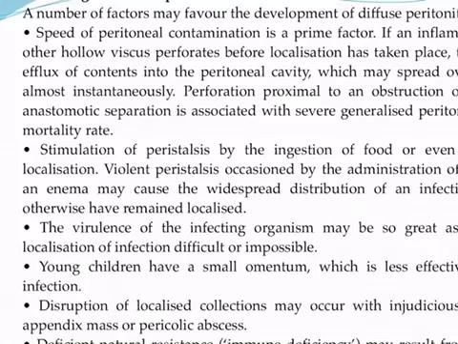Deficient natural immunity. A patient who is immunocompromised. Examples: diabetic patient, patient on steroid therapy, patient on chemotherapeutic agents, patient with HIV infection or AIDS. All those patients are liable to diffuse peritonitis rather than localized one.